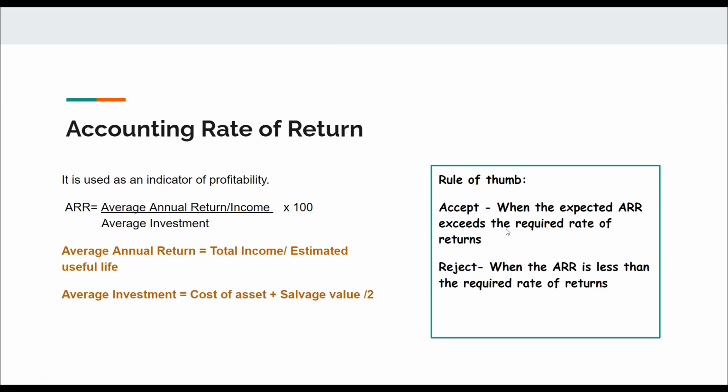Again, here the company has to set some sort of benchmark, some sort of target in terms of what they want their required rate of return to be, right? They reject it if that ARR percentage is less than that required rate of return. So a company might say they're not investing in any projects that do not give an accounting rate of return of 20% or more.